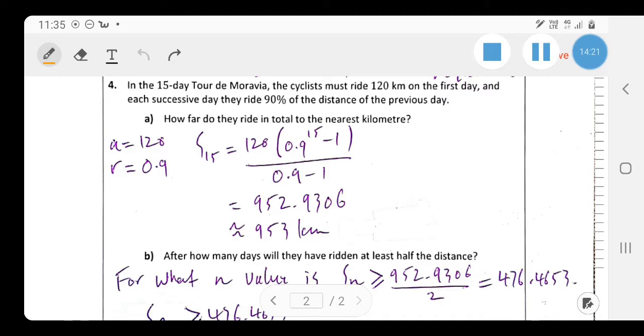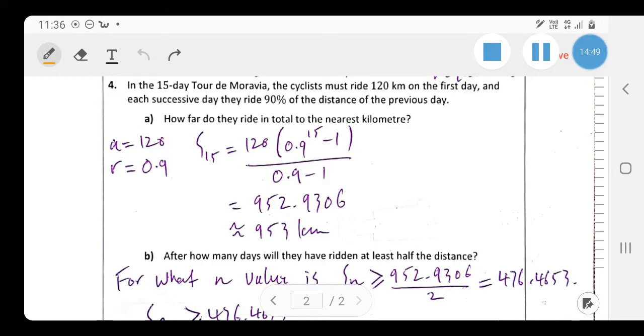In the 15-day Tour de Moravia, which must be a bike race, the cyclist must ride 120 kilometers on the first day, and each successive day they ride 90% of the distance of the previous day. So they ride less and less each day, but just by a little bit, okay? A, how far do they ride in total to the nearest kilometre?